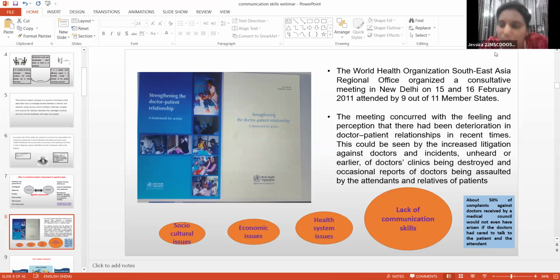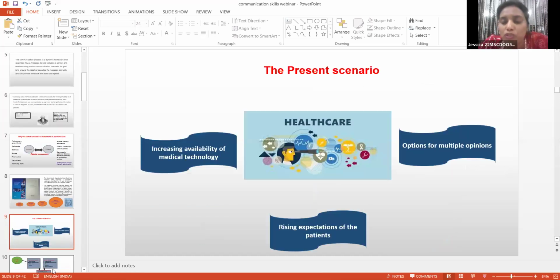Now, why was this? There was a lot of consultation in the WHO consultation in 2011. Some of the important lacunae found were social and cultural issues, economic issues between the patients, and errors in the health system. And one of the important lacunae found was lack of communication skills within the medical fraternity. They said 50% of the complaints against doctors received by the medical council would have come down very drastically if the doctors had cared to talk to the patients and their attendants very promptly and in a better way. So this was the output of the meeting done in 2011 by the WHO.